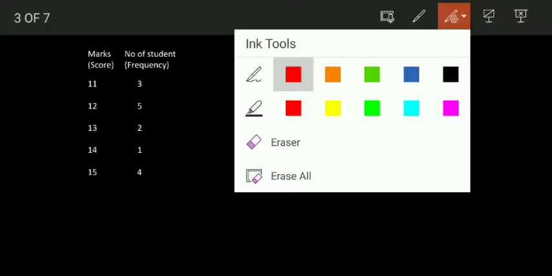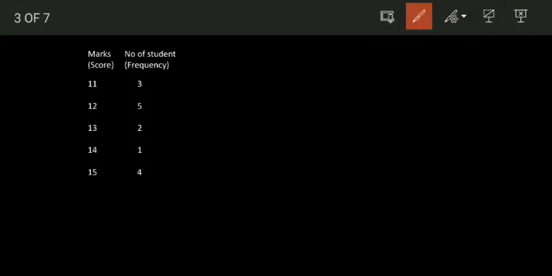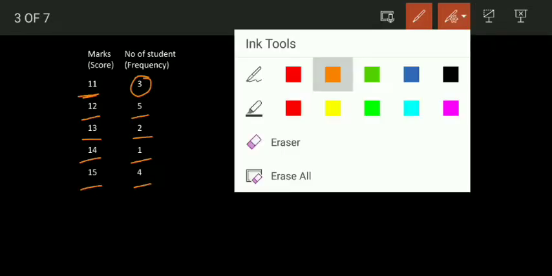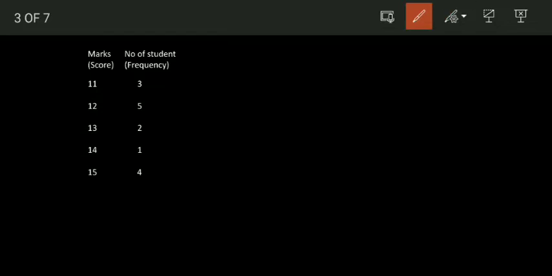Now let us find the median of this given data. Let's see how to do it. A test is taken. There are 3 students who have scored 11 marks, 5 students who have scored 12 marks, 2 students who have scored 13 marks, 1 who has scored 14 and 4 who have scored 15 marks. So what to do? Let us do it.